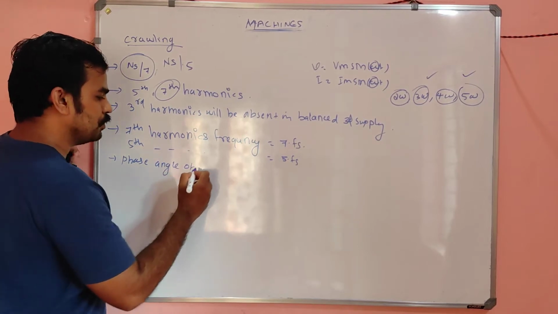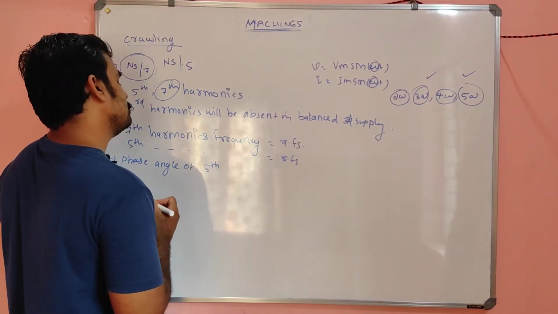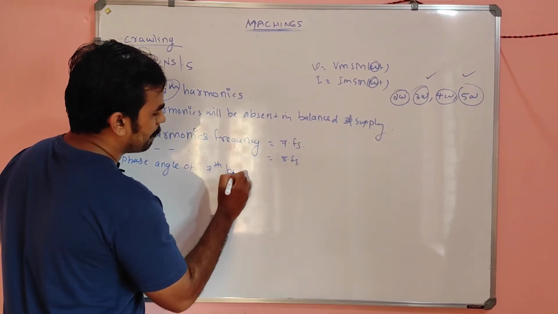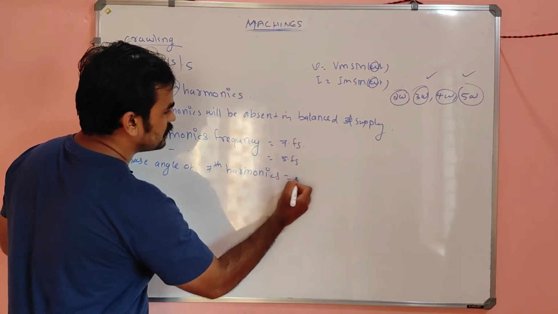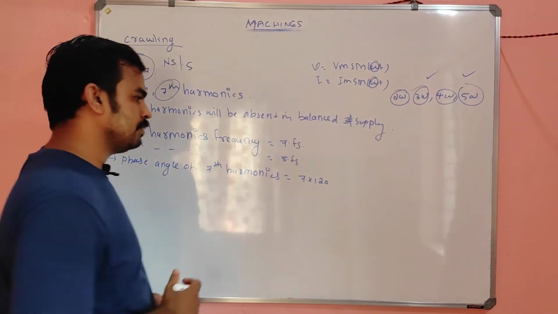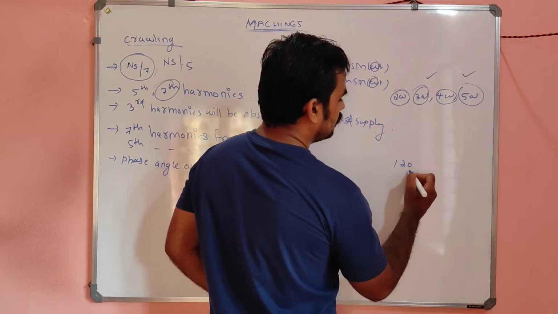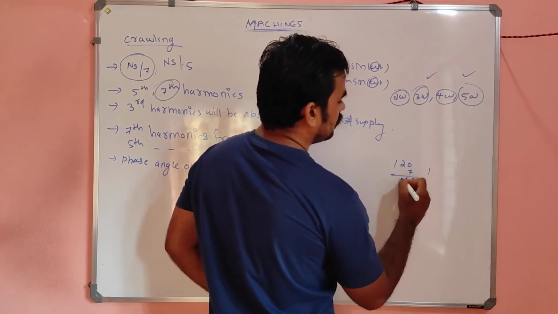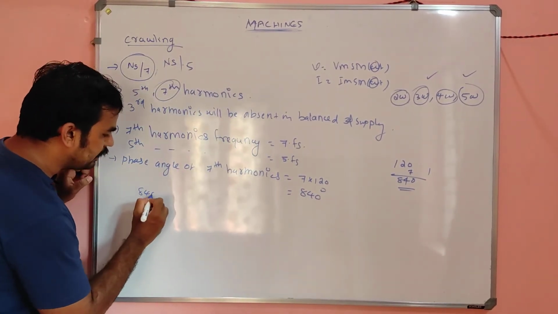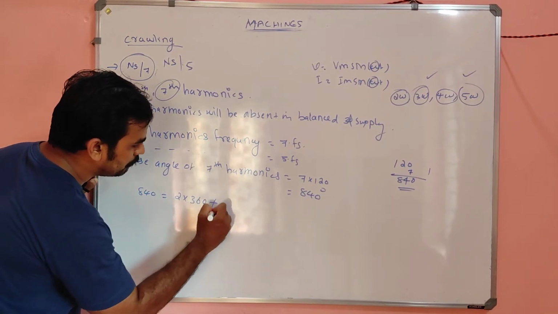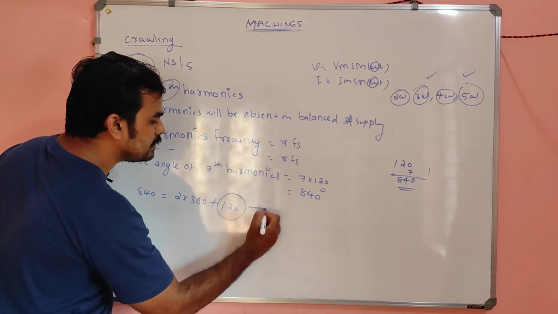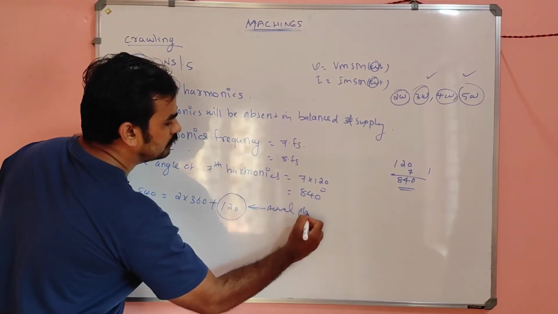Now the phase angle of harmonics. For the 7th harmonic, the phase angle is nothing but 7 into 120, which is 840 degrees. This 840 can be written as 2 into 360 plus 120. Am I right? 720 plus 120 is 840. So this is the actual phase angle of the harmonic.